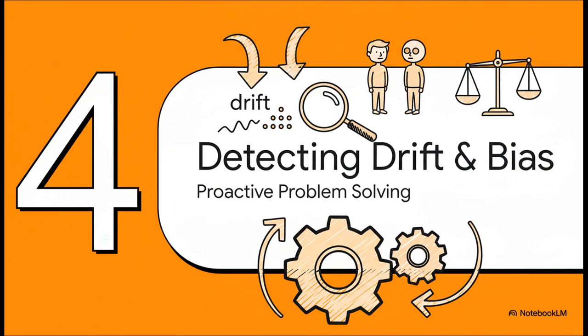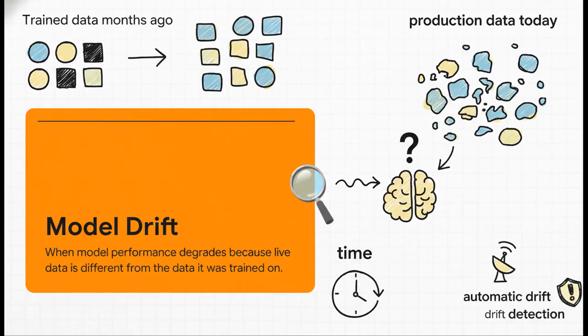This is all about proactive problem solving. We're not just looking at single predictions anymore. We're looking for bigger, sneakier problems that can develop over time. First up, what is model drift?